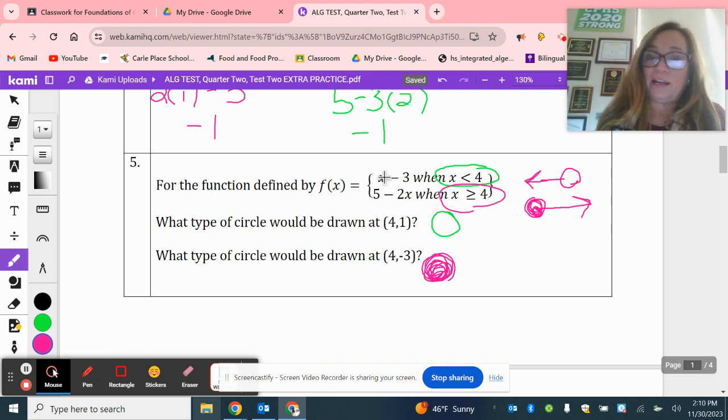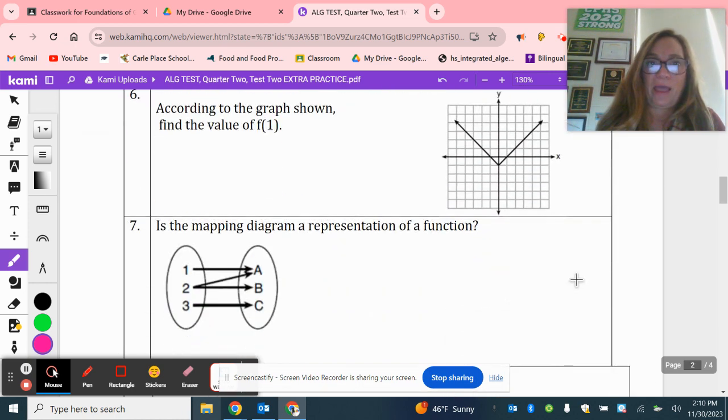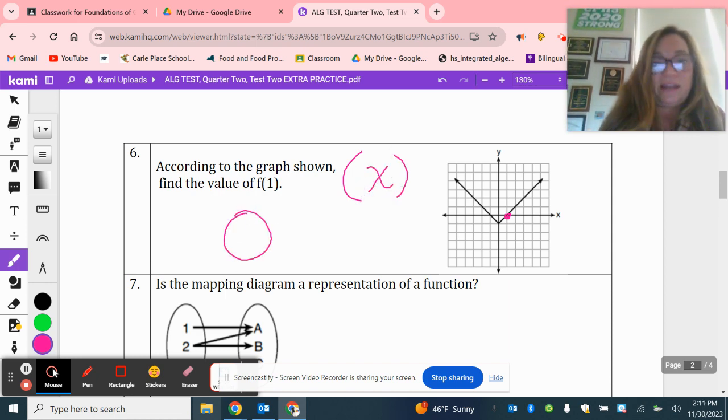These would not be done on a number line because these are linear equations. So like x minus 3 would be, well, actually it looks like that for you guys because everything's opposite, positive slope. Okay. According to the graph shown, find the value of f of 1. So I just have to go to 1 and find the value. Remember, anything in the parentheses is the x. So the value of that is 0.